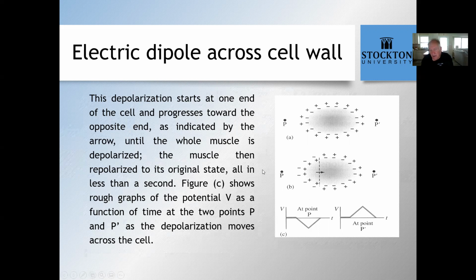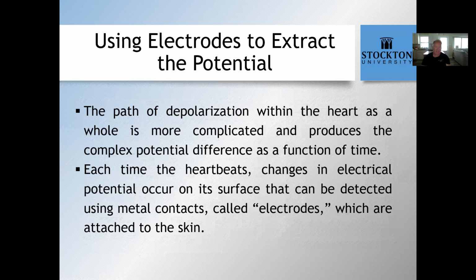So if we look at P, we see that the voltage is 0, and then it goes slightly negative, and then it goes back to 0. And at P prime, we see the voltage was 0, then it goes slightly positive, and then back to 0. The path of depolarization within the heart as a whole is more complicated and produces complex potential differences as a function of time.